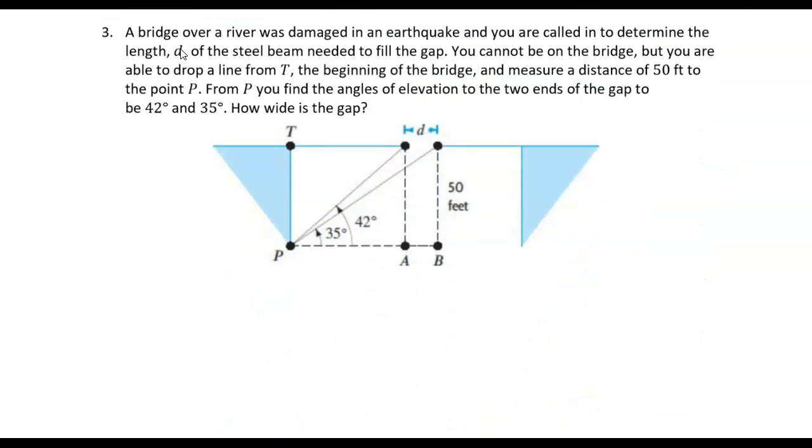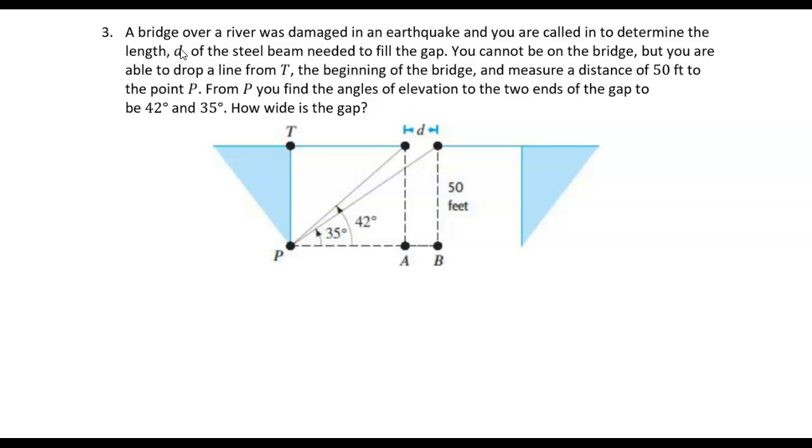So let me scroll down a bit. All right, this one's a little trickier, but we can do it. All right, a bridge over a river was damaged in an earthquake, and you were called in to determine the length D of a steel beam needed to fix the gap. You cannot be on the bridge, but you are able to drop a line from point T, to the beginning of the bridge.